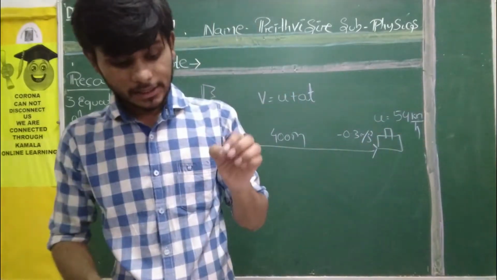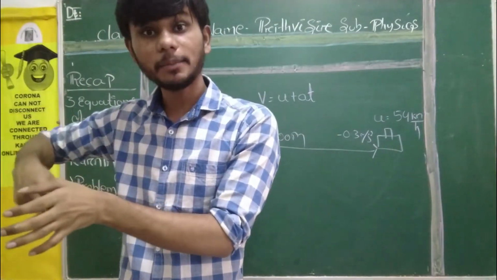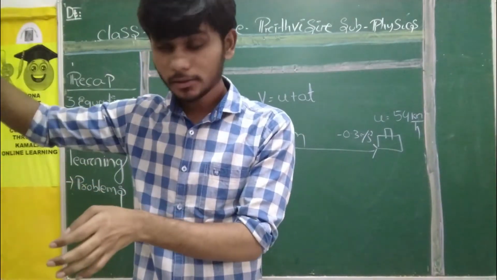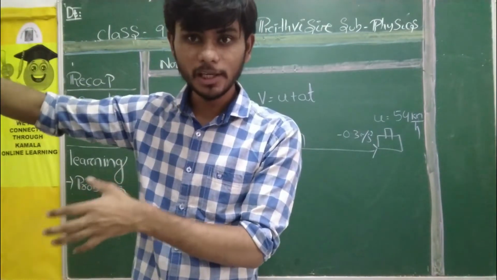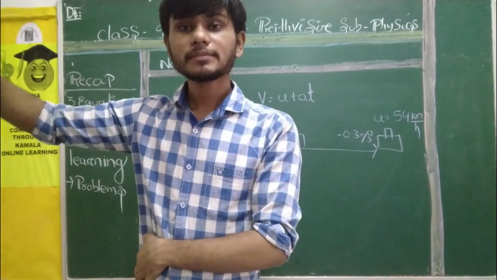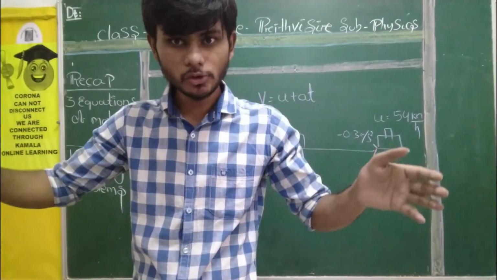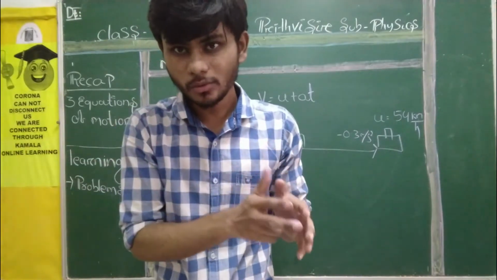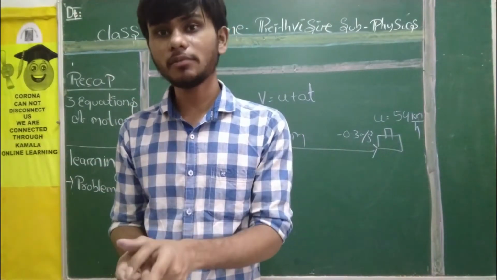So here also the same thing is happening. At some point it has 54 kilometer per hour, which we have taken as the reference point. That is the initial velocity. He applied the brake, and after 1 minute he has to stop. At some point the velocity has to go to 0. But he is asking how much distance it will cover after 1 minute.